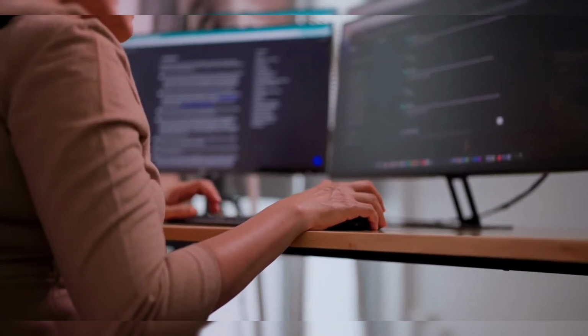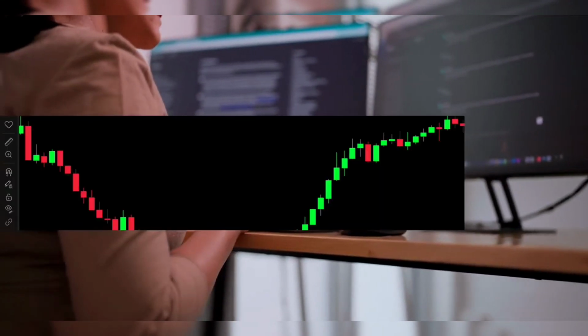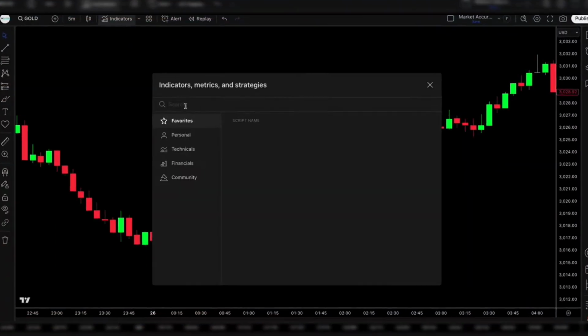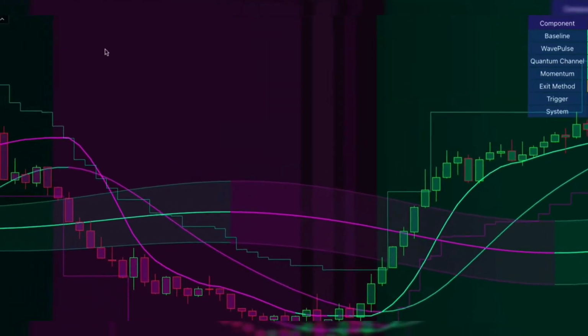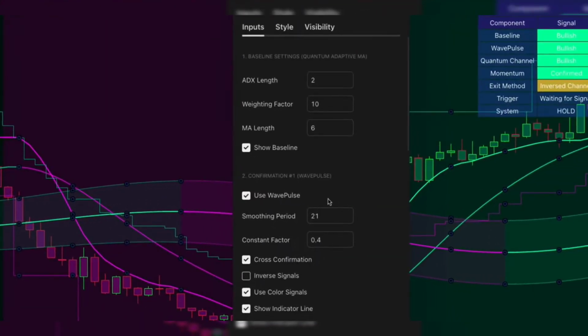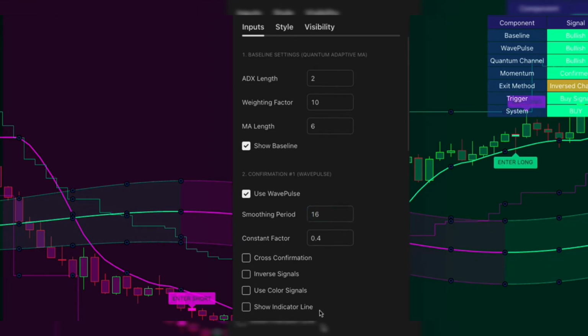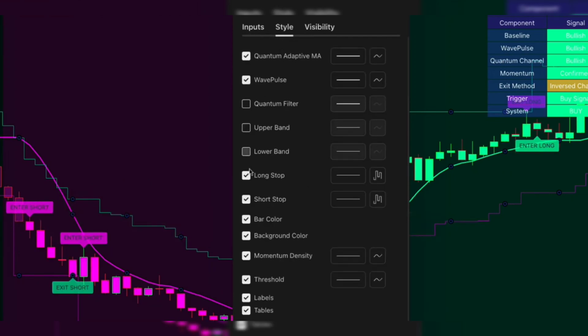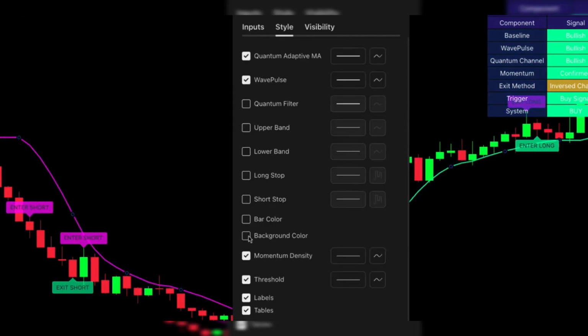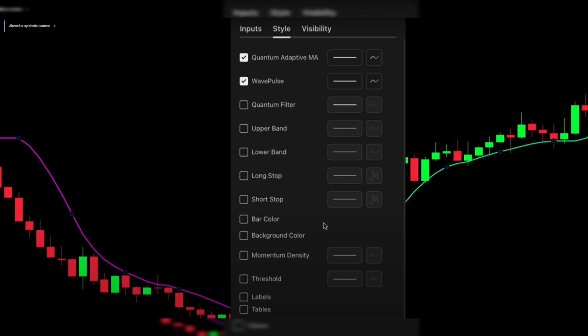To add the first indicator to your chart, we have to go to TradingView. We click on the Indicator tab and we search Alpha Wave System, this one which is written by this guy. Now we have to change some settings. First go to the Input tab and change the smoothing period from 21 to 16. And after here, hide something you can see here. Then move to the Style tab, here also hide some options. And here everything is fine.